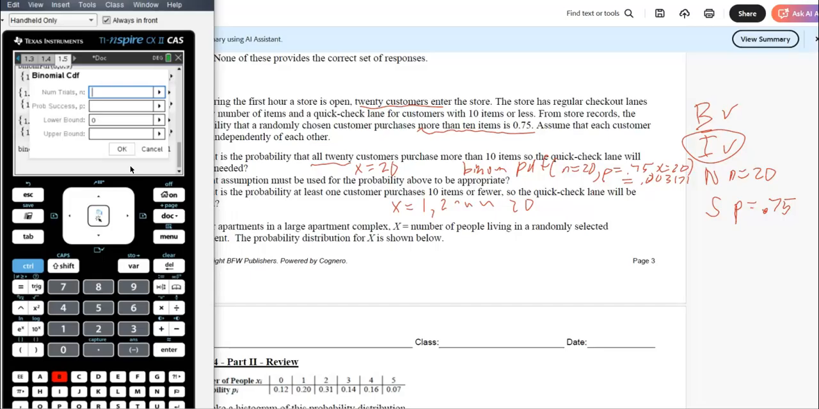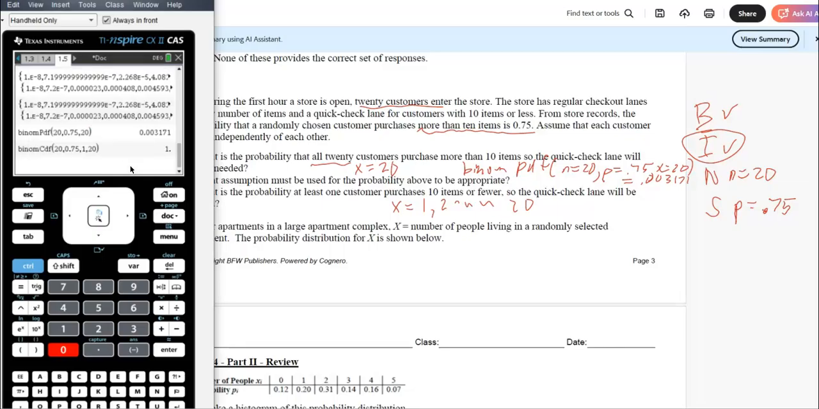So again, n is 20, p is 0.75, and we want from 1 to 20, which is mostly everybody. Let's see if it gives me a little bit more. 0.999999. So again, you write your answer there. I'm not going to write it this time. Most of the time, that's going to happen, right?